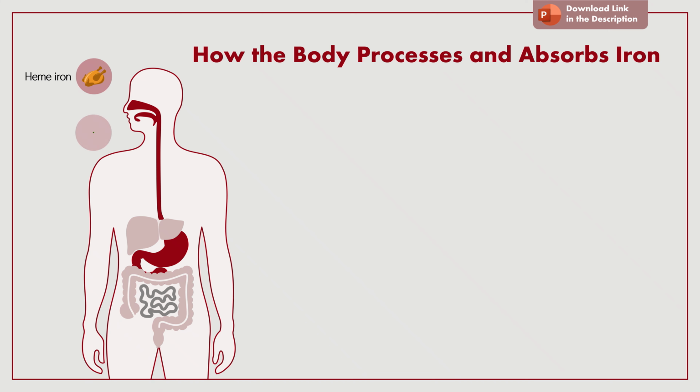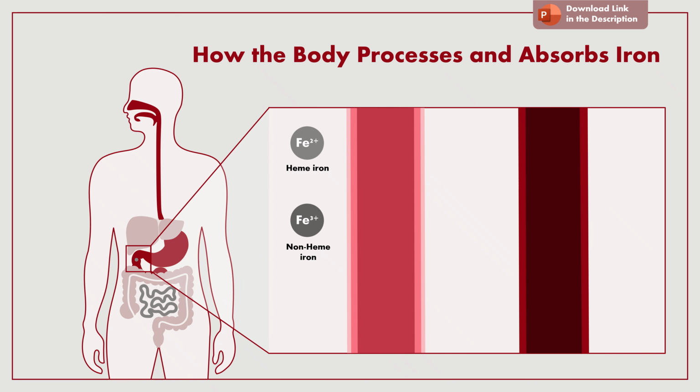The body absorbs and processes iron through a tightly regulated sequence. Dietary iron exists in two forms: heme iron, Fe2+, from animal sources, and non-heme iron, Fe3+, from plant-based foods. In the duodenum, ferric reductase converts non-heme iron to the absorbable ferrous form.